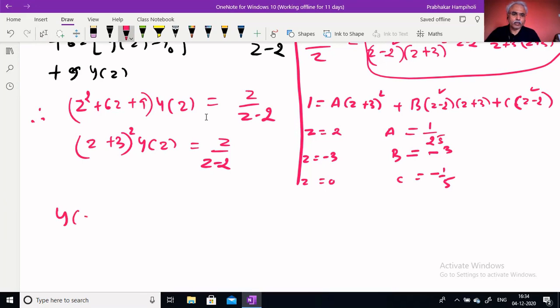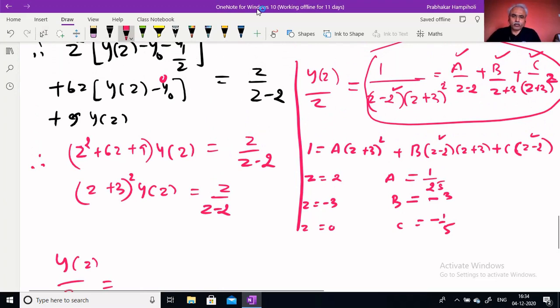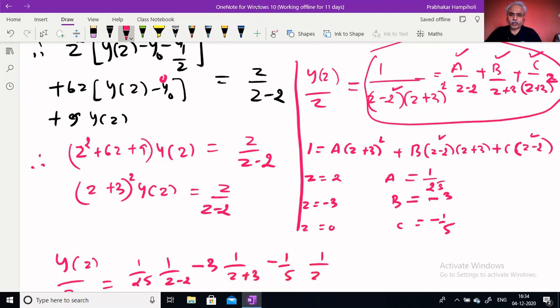what is finally y of z by z we get is 1 by 25 times 1 upon z minus 2, minus 3 times 1 by z plus 3, minus 1 by 5 times 1 by z plus 3 whole square.